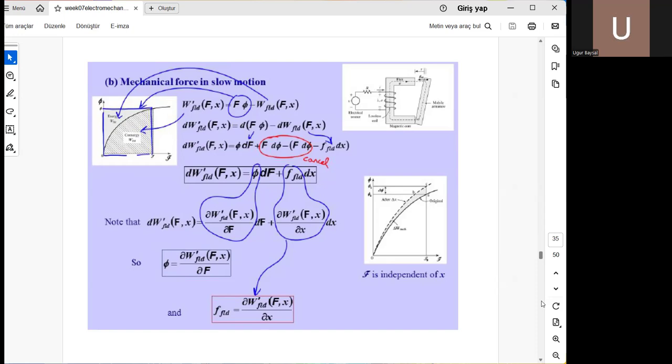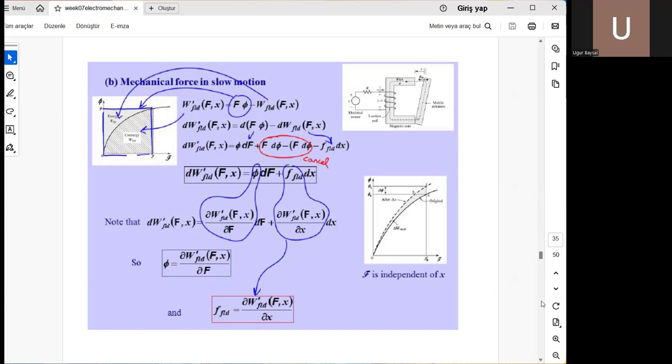In the middle, you see a box equation. Differential of co-energy equals flux times dF plus F field times dx. This comes from the partial differentiation or the total differential equation underneath, okay?